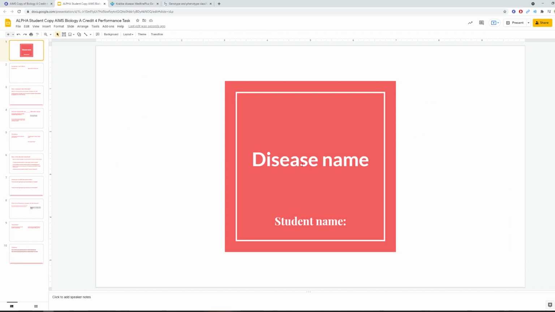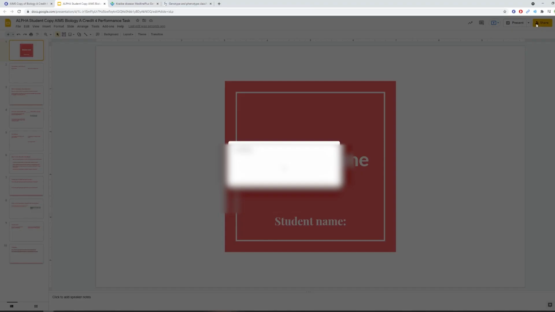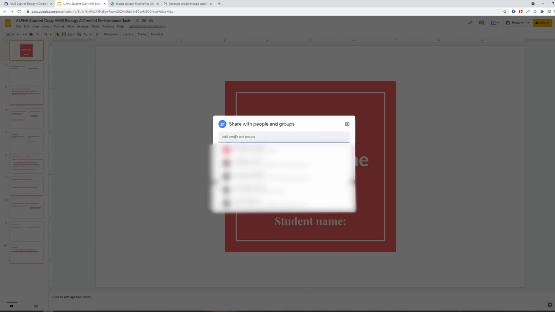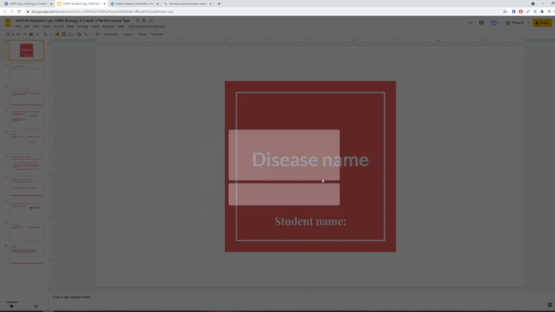On your performance task, you're just going to go to the big share button on the top. And then right here, you're just going to type in your supervising teacher's name. Once you have their name, you're just going to hit send and you got it shared.